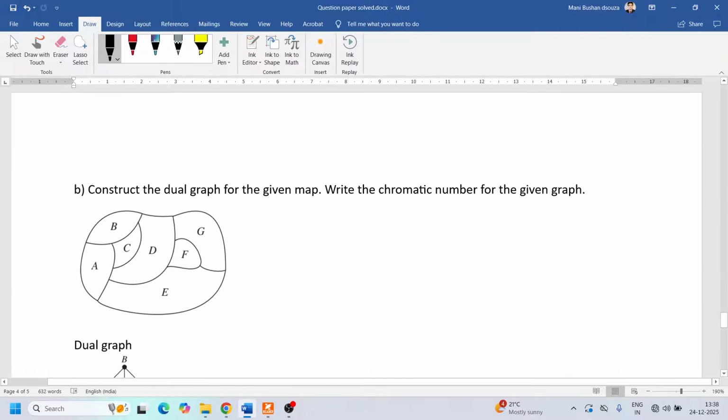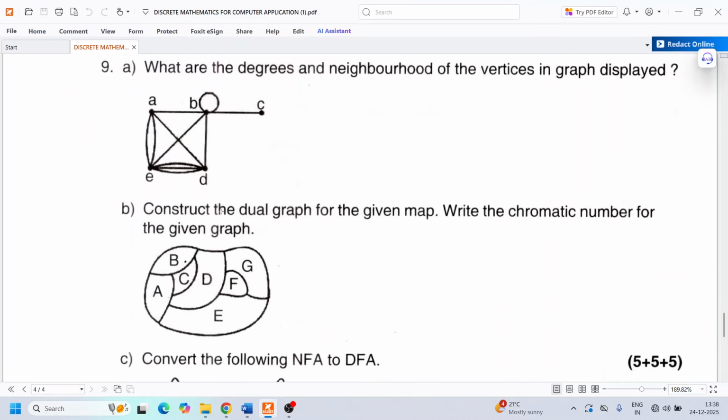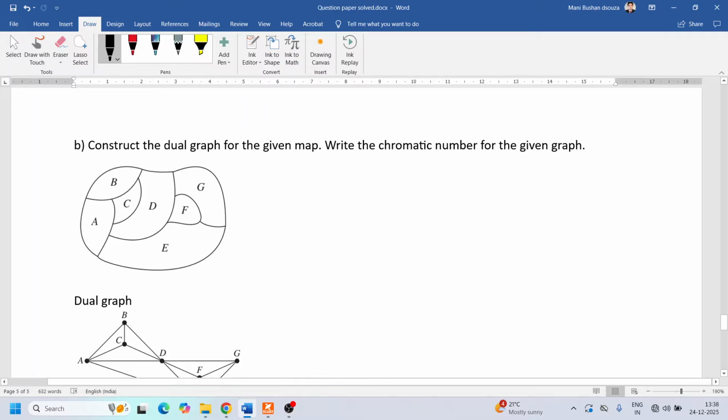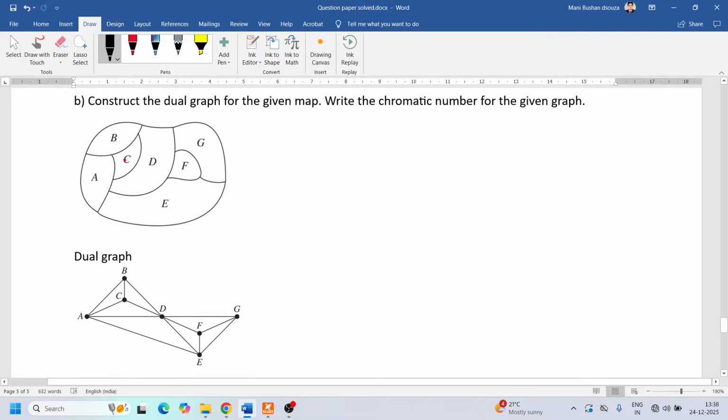Let us look at the next question. Next question is, construct a dual graph for the given map and write the chromatic number. So what is the meaning of constructing a dual graph? So take all the regions, all the planes over here, so all these regions as vertices. So you take A, B, C, D, E, F, G, all of them as the vertices of the graph.